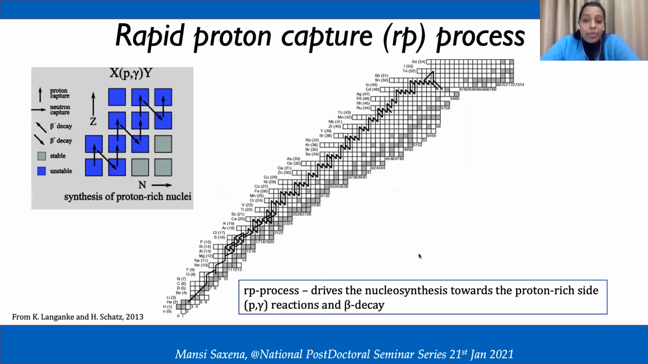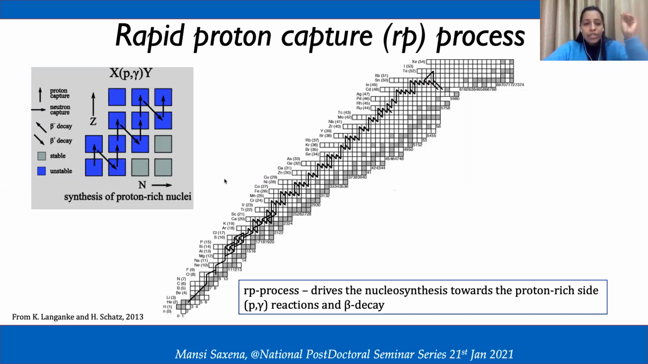Now, the rapid proton captures are the main process driving the nucleosynthesis along the proton drip line. In this nuclear chart displayed here, these black lines connecting all these boxes represent the nuclear reaction rate. The gray boxes are the stable nuclei. The path of the rp process lies between the line of stability and the proton drip line, and is determined by a competition between the charged particle reaction and the beta decay reaction.